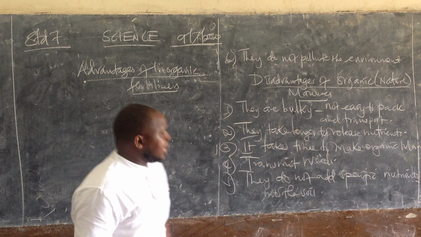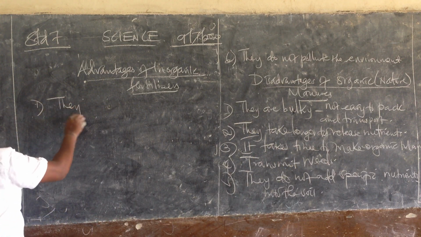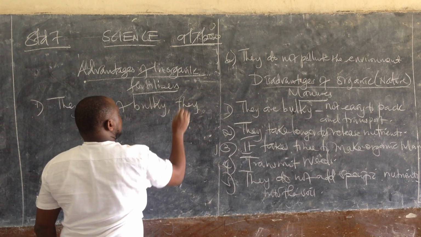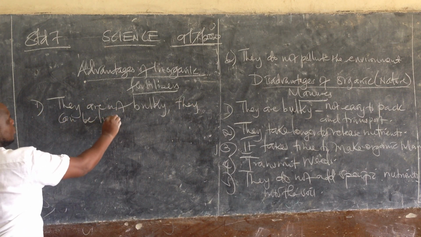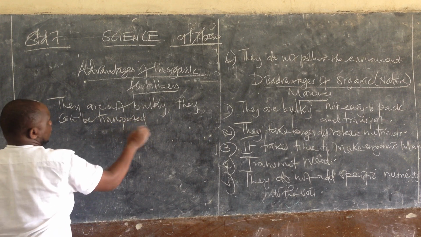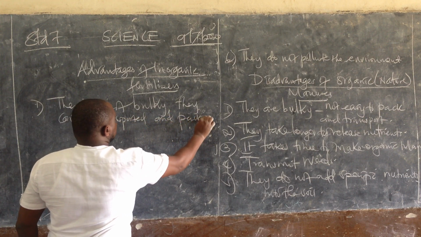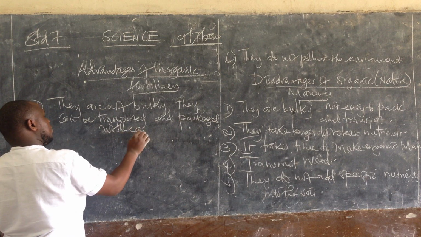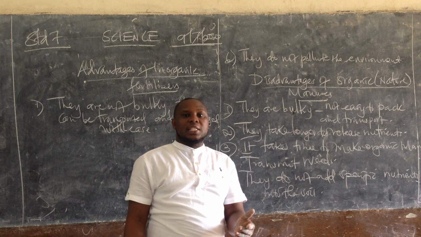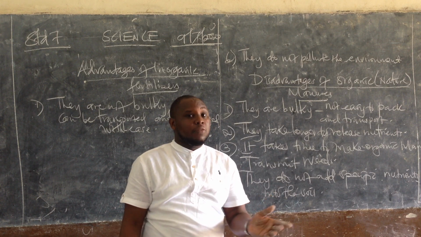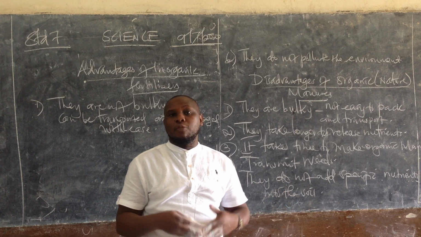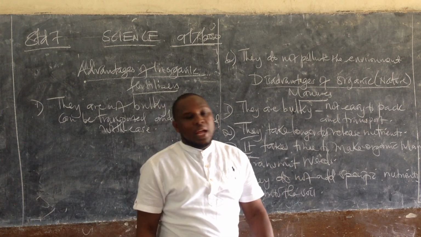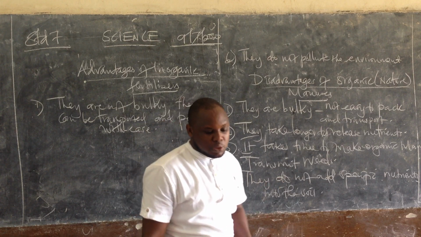they can be transported easily. They are not bulky. They can be transported and packaged with ease. What does that mean, Lana? The inorganic fertilizers can be packed into 2 kg, 1 kg, 50 kg, and 100 kg bags without a lot of problems. But now assume you want to pack organic manure into 100 kg. It's not possible. And this one, we are saying that they are not bulky. They can be transported easily.